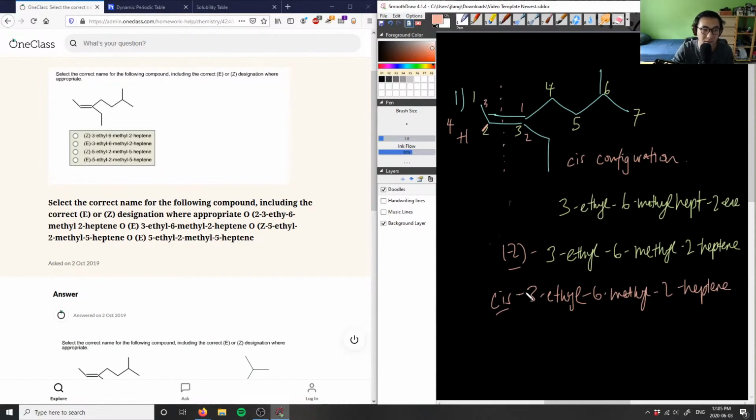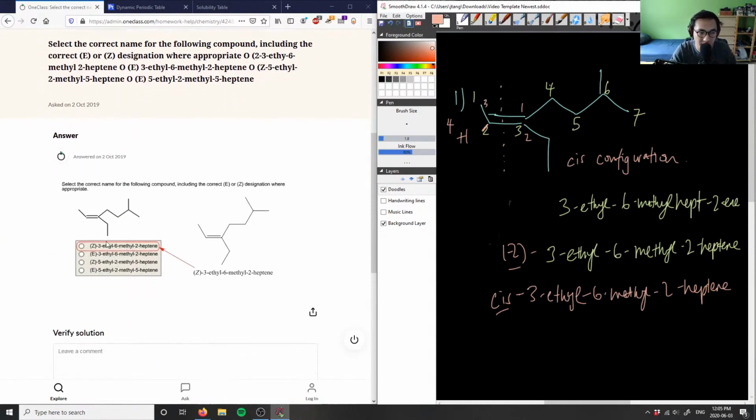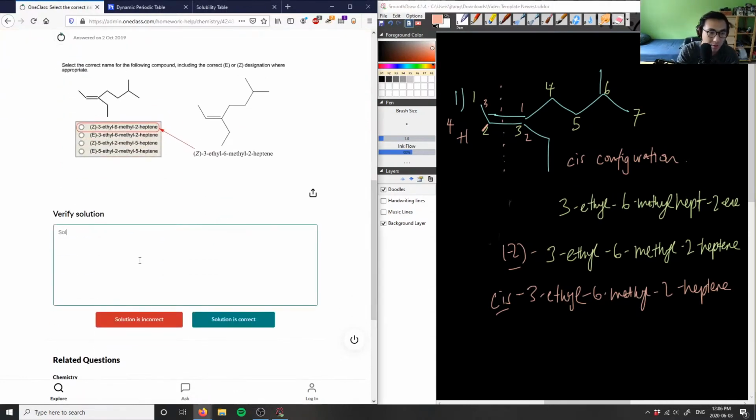But in this case, they want the E or the Z naming. So we're going to say that this is Z-3-ethyl-6-methyl-2-heptene, and this is our answer here. And as you can see, this is the correct answer, Z-3-ethyl-6-methyl-2-heptene. So the solution here is correct. Good analysis.